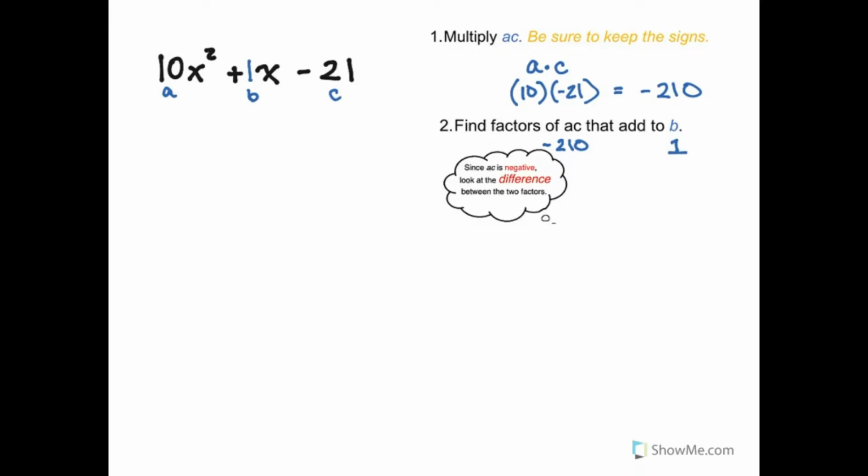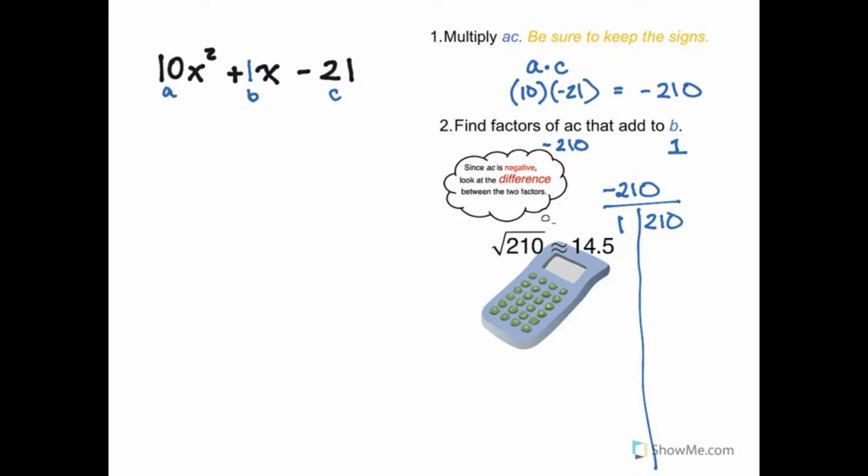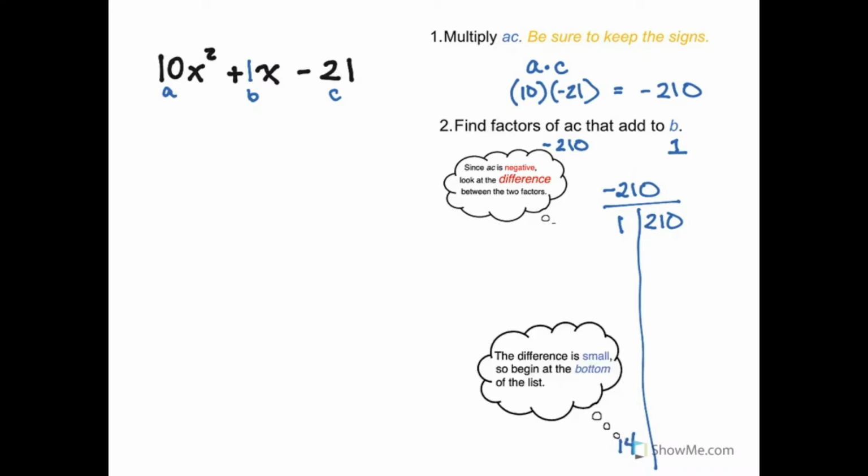And since our product is negative and our factors will be one negative and one positive, it's quicker to look at the difference between the two factors. 210 is a big number, so we'd like to know how far down our list needs to go. And the square root of 210 is 14.5, so that means our list needs to go to 14.